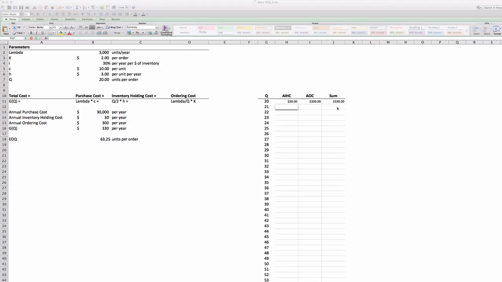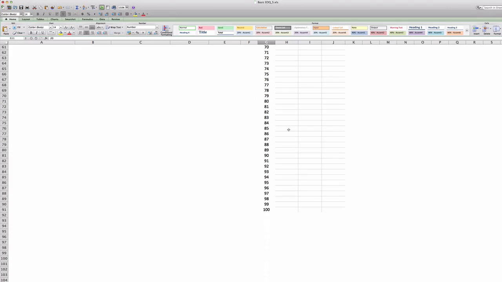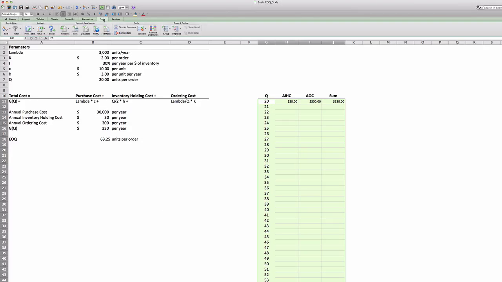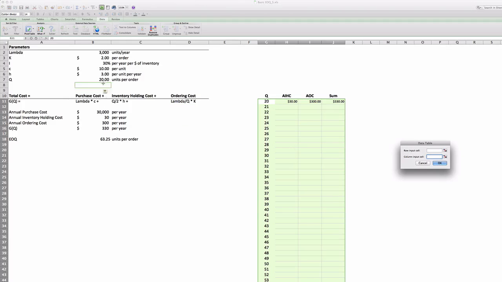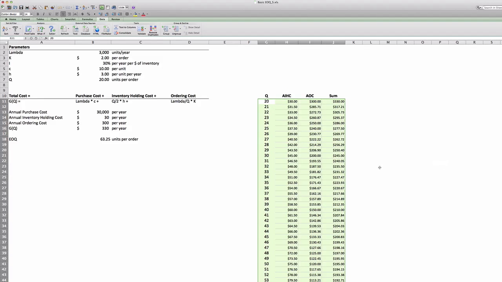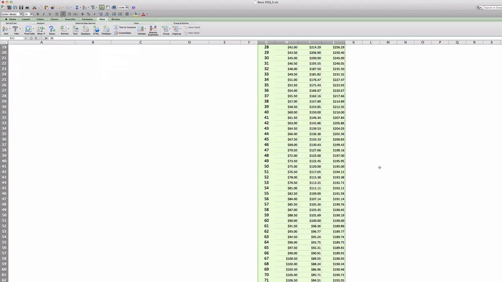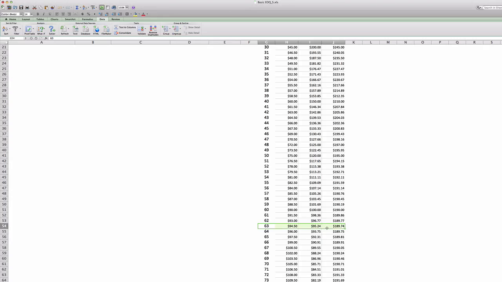Now we're going to complete a data table. The way we do this is we simply highlight the entire table, and then we go to Data, What If Analysis, Data Table, and we leave the row input cell empty, and for the column input cell we put Q, or in this case 20 units. And what Excel does automatically is it calculates the inventory holding costs and annual ordering costs as well as the total cost, G of Q, for every possible order quantity between 20 and 100. And again, of course, we see that at the EOQ of about 63 units, we obtain the minimum total cost of $189.74.